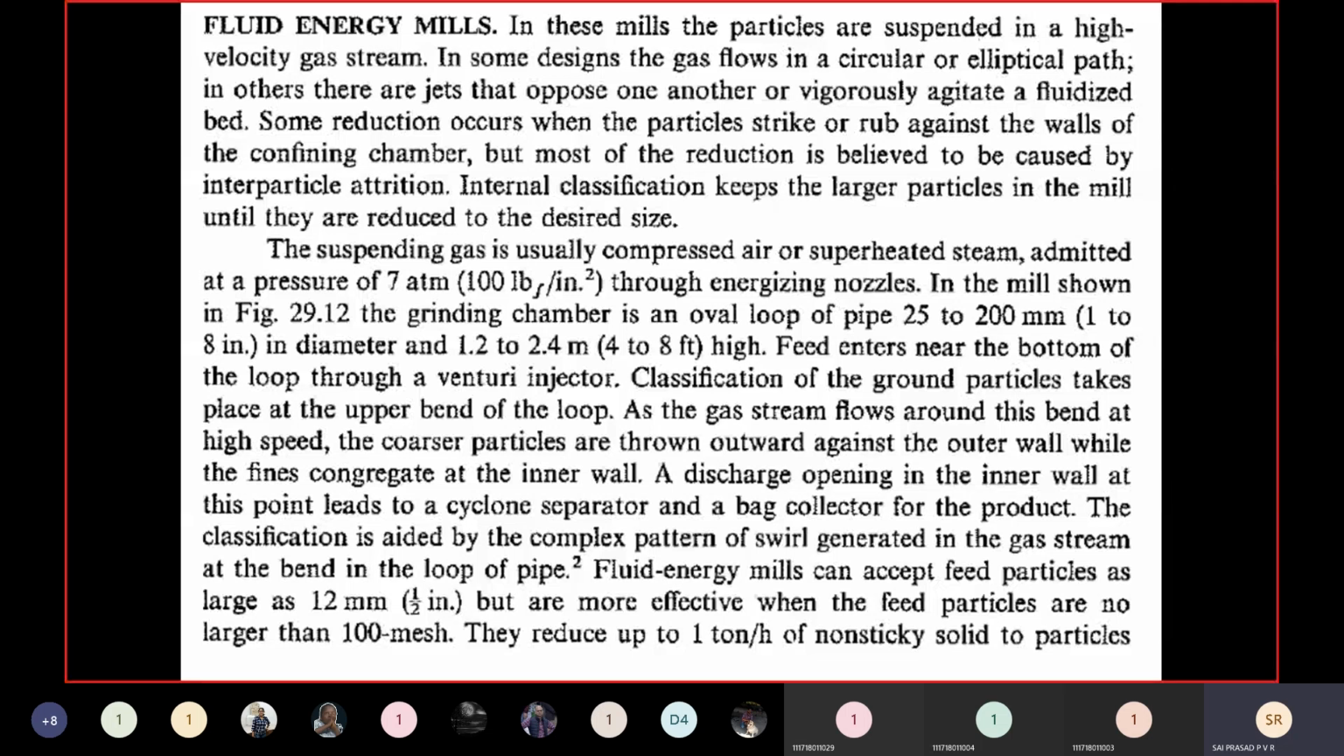It may be at the bottom one. After 100 we have 150 mesh, then we have 200 mesh. What is 200 mesh? 0.074 millimeter. So roughly what will be the size of 100 mesh and to what extent it is reduced, that is important. They reduce up to 1 ton. See, again the capacity is falling.